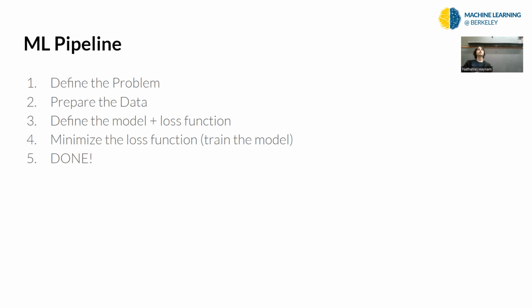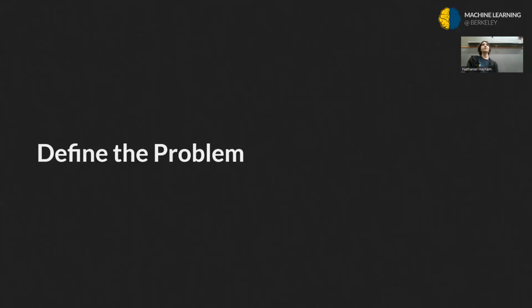High quality data is hard to come by, and it directly determines more or less whether or not your whole model even works. And then you have to define the model and the loss function. We briefly talked about both of those. And then you have to minimize your loss function, or train the model. We're going to go more in depth on what that looks like in the next few slides. And then you're kind of done. Yeah, this is a very high level overview.